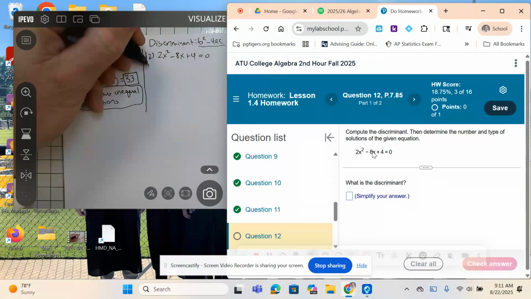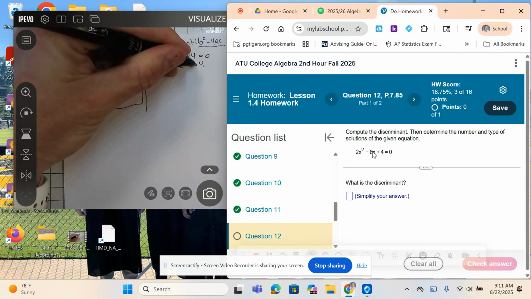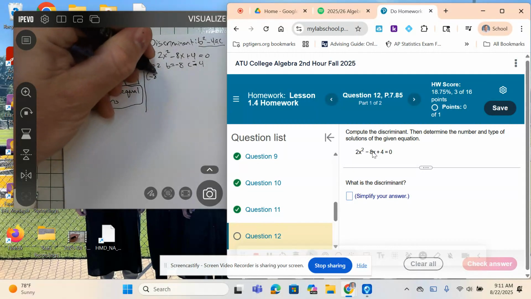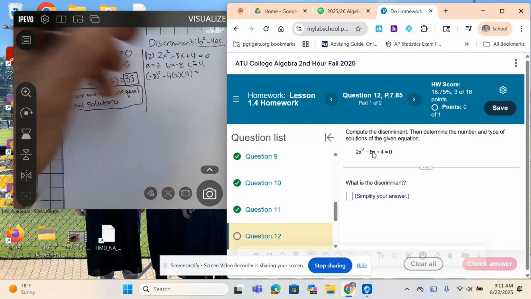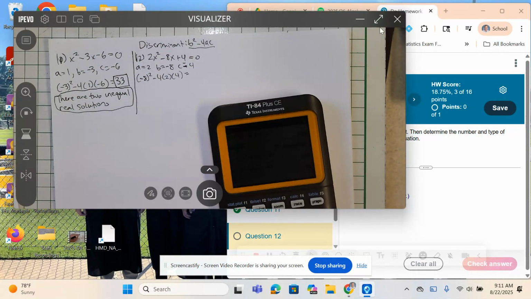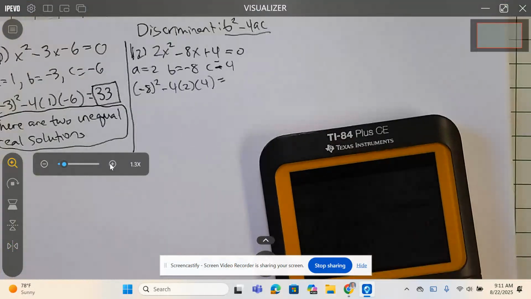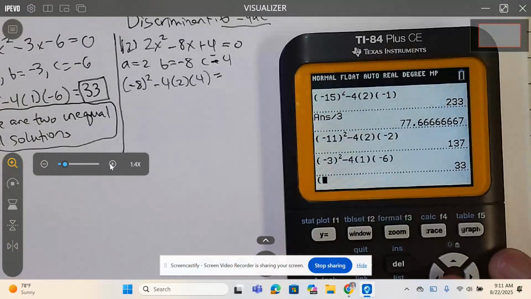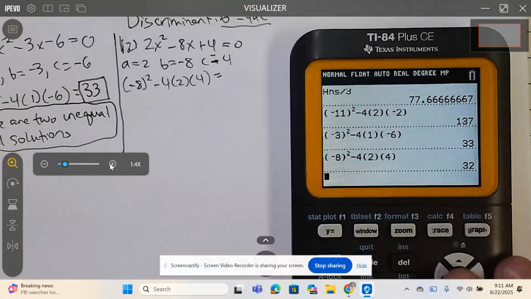So the discriminant is b squared minus 4ac. So a is 2, b is negative 8, c is 4. So b squared minus 4ac. Well, it's not zoomed in more. Negative 8 squared plus 4 times 2 times 4, 32.